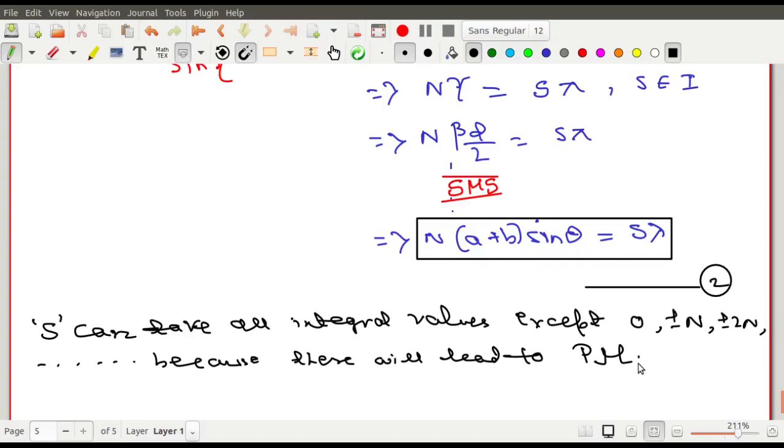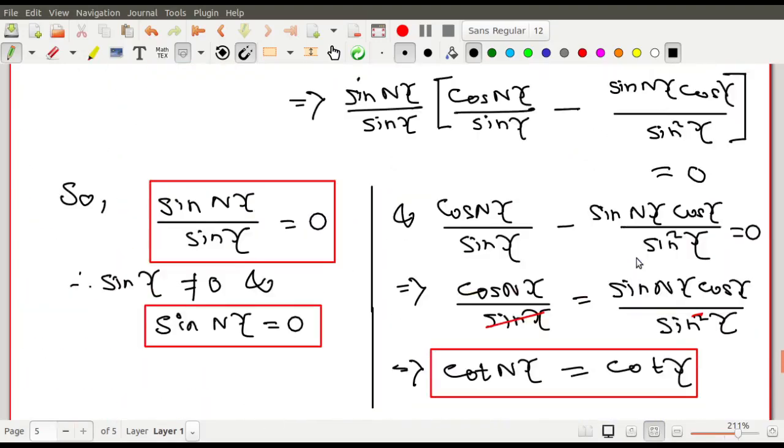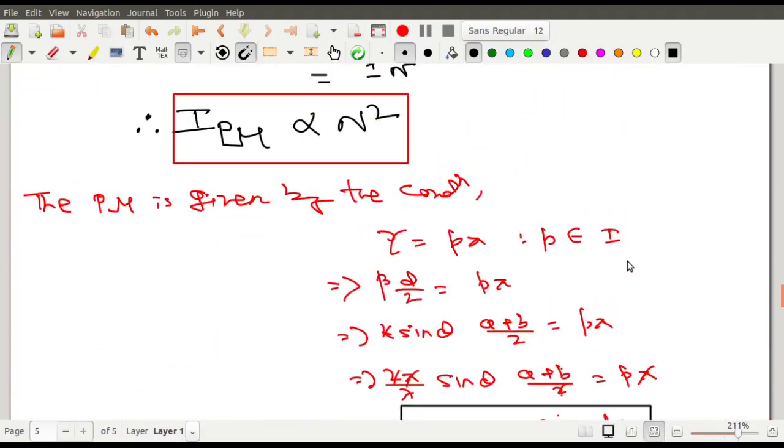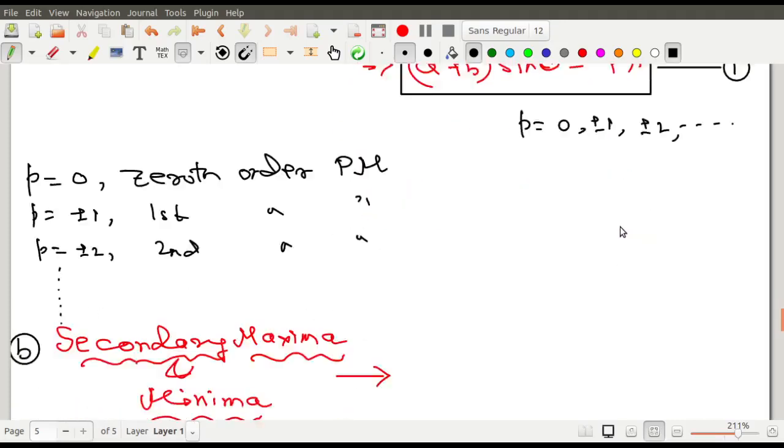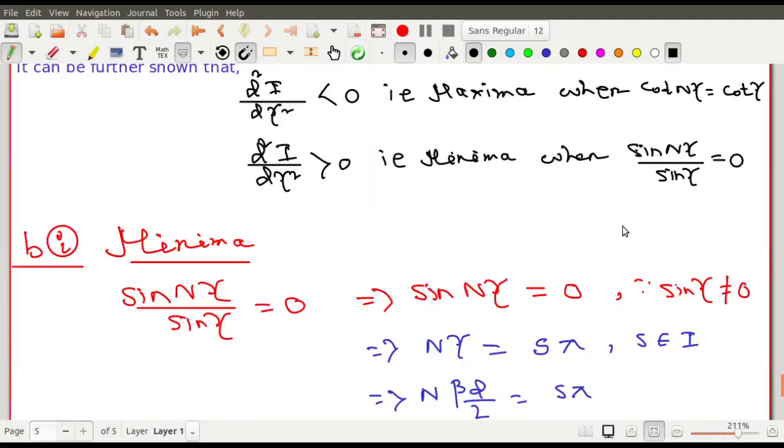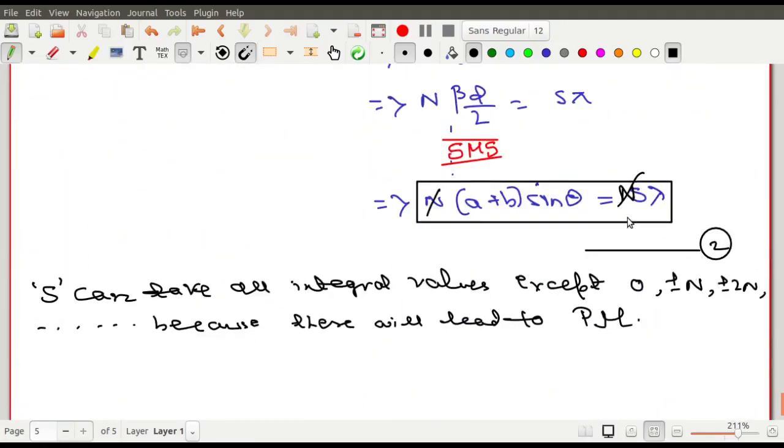How? You may check it. You may ask, sir, why will we get principal maxima? Put it in here: if you put n over here, this n and n will get cancelled. So what do you get? a plus b sin theta equals lambda. If you put 1 here, a plus b sin theta equals lambda, meaning you get the first principal maxima. So condition 2 reduces to first principal maxima if you put capital N over here.